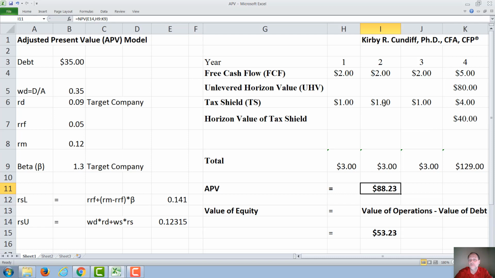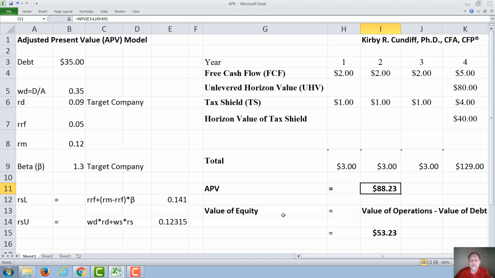We sum all of these cash flows to get the total cash flows for the target company of 3, 3, 3, and 129, and we use the NPV equation to discount those at the unleveraged cost of capital of 12.3%. So we get this, which is the value of the target company's operations. That is not the value that a company purchasing it would be willing to pay, because the target company has quite a bit of debt.